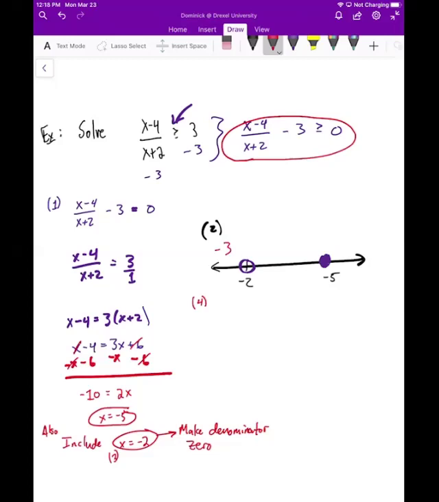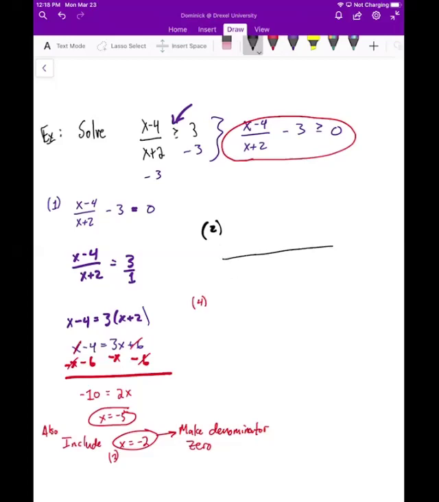So we could use, for example, negative 3. We could use, wait a minute, my number line's all jacked up, right? So I actually need to switch these two. This should be negative 5, and this should be negative 2. All right, let's start this over. Okay, and let's pretend I know what I'm talking about.